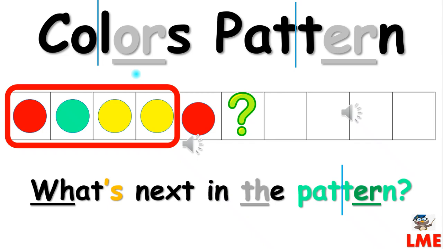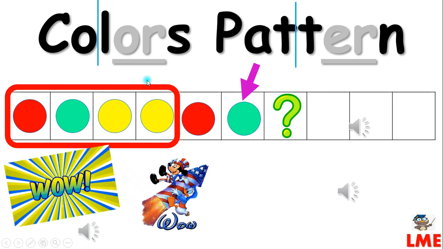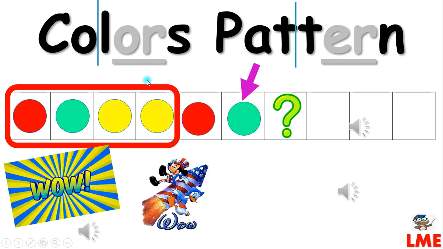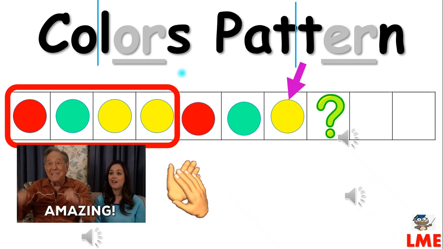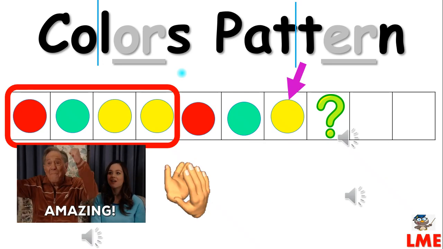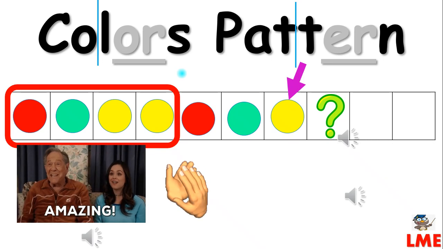Can you guess what's next in the pattern? Wow! You are right. Green color comes next in the pattern. Can you figure out what's next in the pattern? Amazing! Again, your answer is right. Yellow color comes next in the pattern.